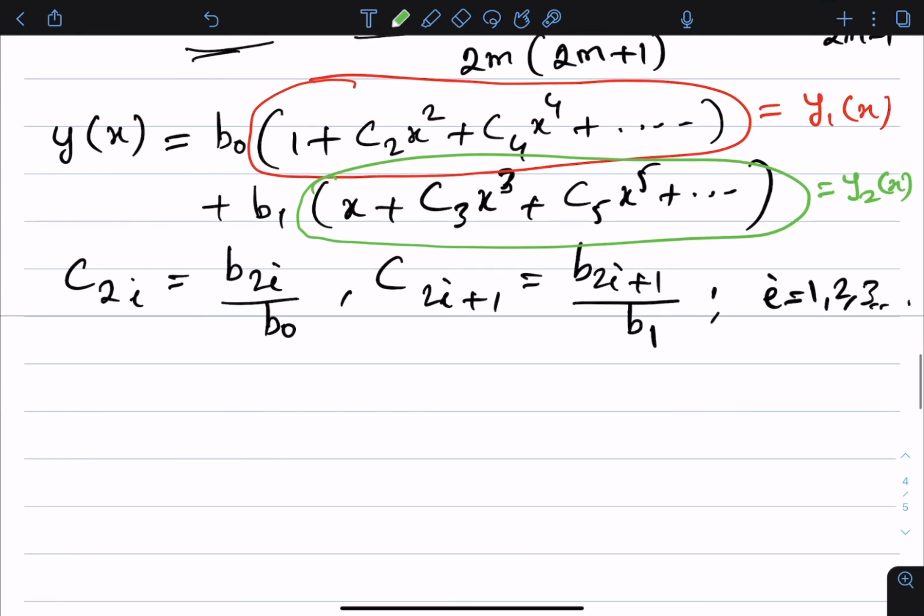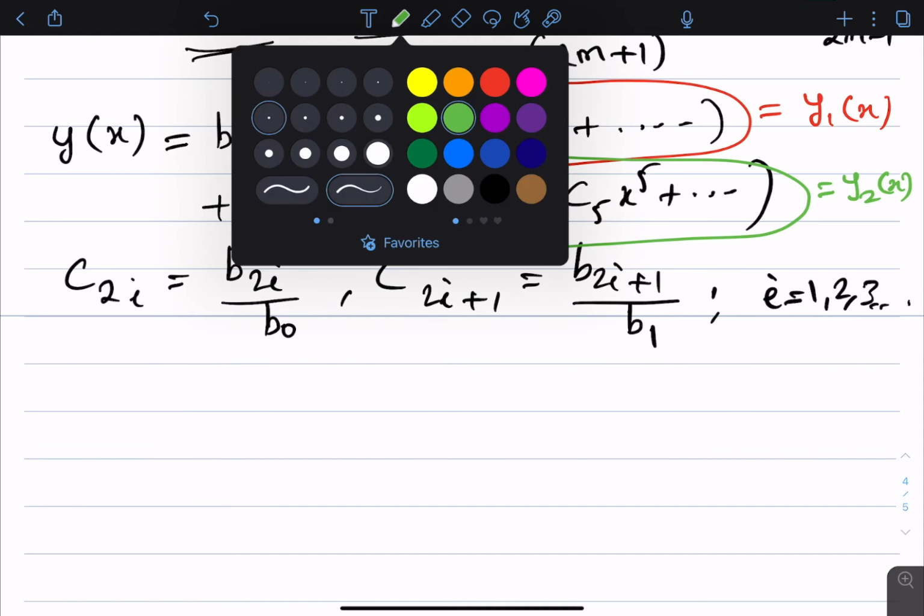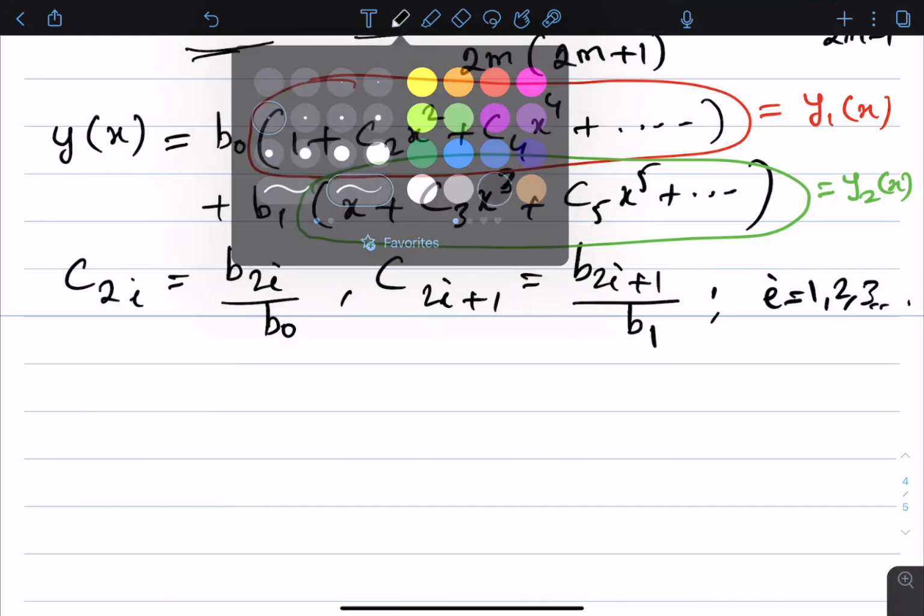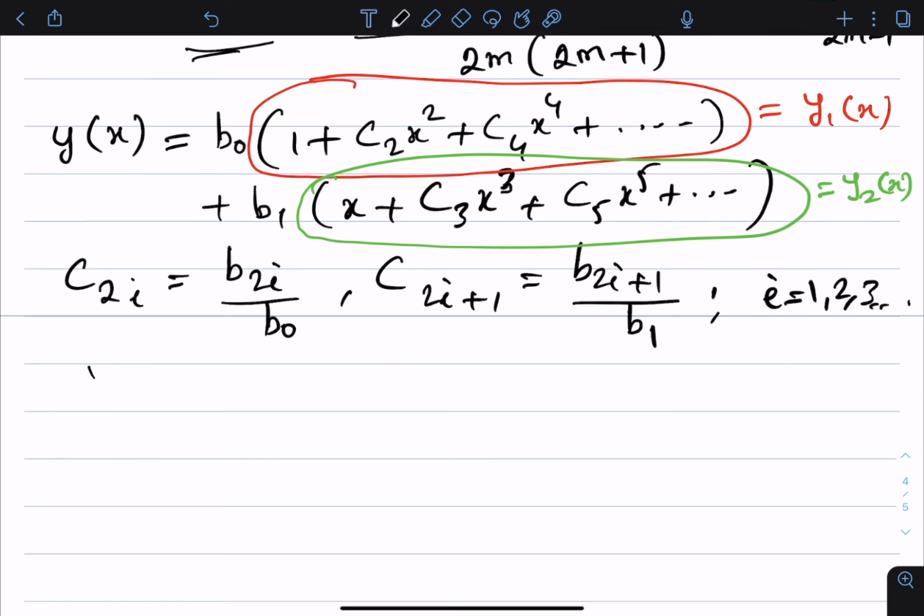Okay, so this is the relation that we have, y1 and y2. Now you can see that from whatever we have written here, if you choose b0 to be 1 and b1 to be 0, then all the odd indices will vanish away. What you will have is only the y1 solution.